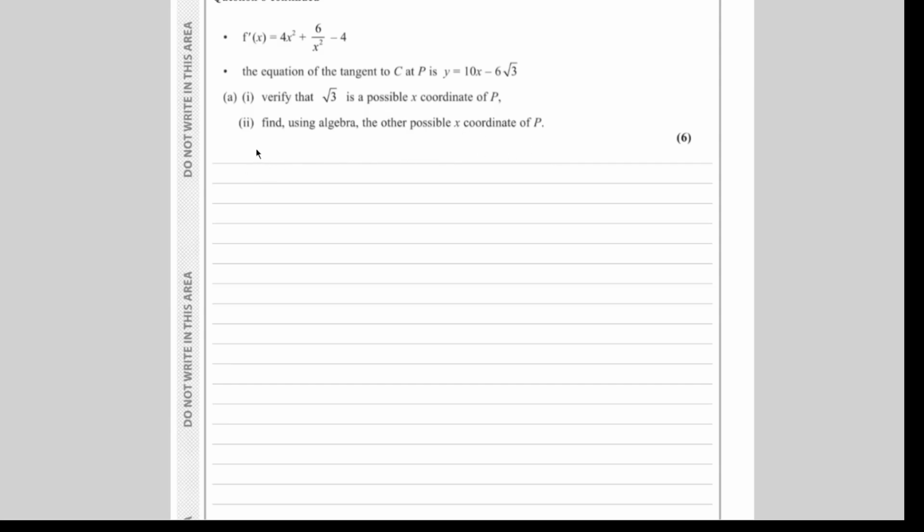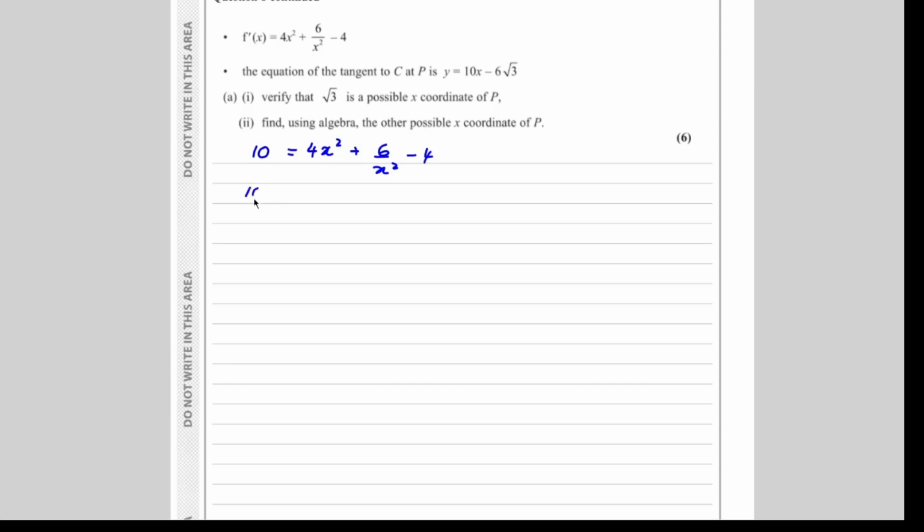I know that the gradient at P is 10 now. So we can equate it to the gradient formula 4x squared plus 6 over x squared minus 4. Now by solving this equation, we can get the possible x coordinates. So one would be root 3 and we can figure out what the other coordinate is. So let's solve this equation. I need to get rid of this denominator, therefore I'm multiplying the whole equation by x squared.